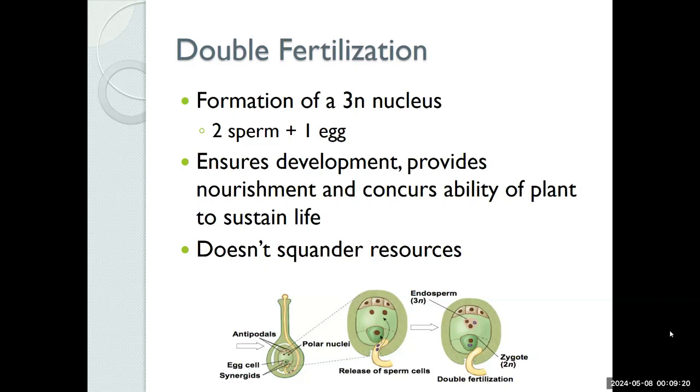And the idea here is two sperm plus one egg creates a 3N nucleus, with three sets of genetic information. The first sperm and egg will develop into the future plant. But that second sperm will become the endosperm. It will ensure the nourishment of the plant during its time underground until it can reach the soil surface and begin photosynthesizing on its own.